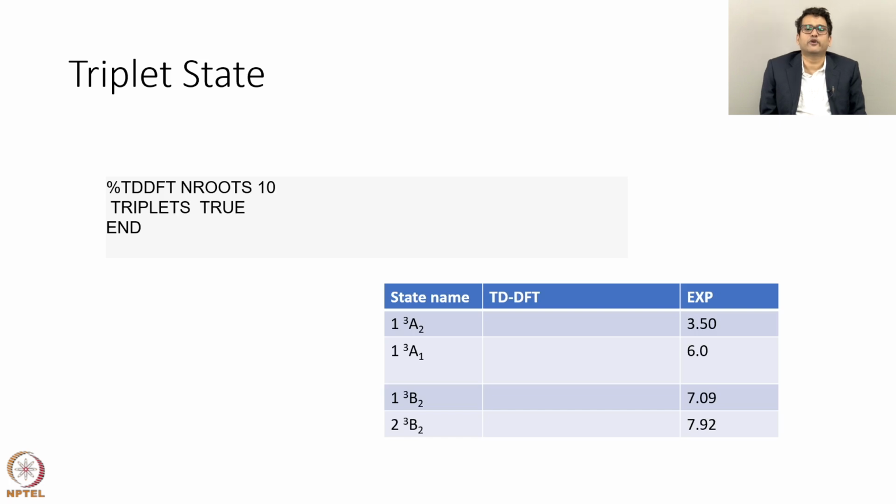Now, we talked about only singlet calculation. The excited state can be triplet also, and so this is what the triplet excited states look like. You can see in the superscript I have put a 3. The state ordering is different. So, the first one is A2, the second one instead of B2 it is A1 now, and then comes the 2B2, and these are the corresponding experimental values. So, what I will do is that I will use the keyword and put triplet equal to true in the input file.